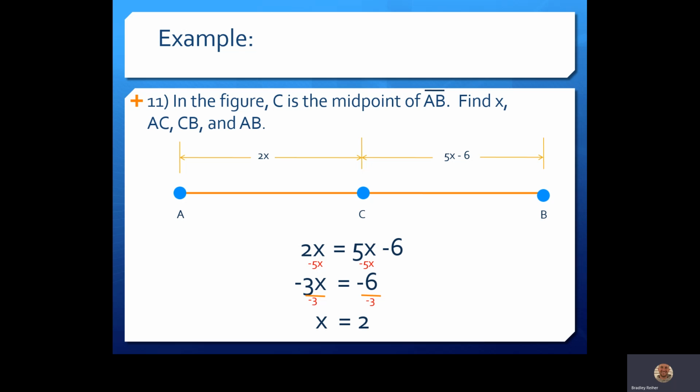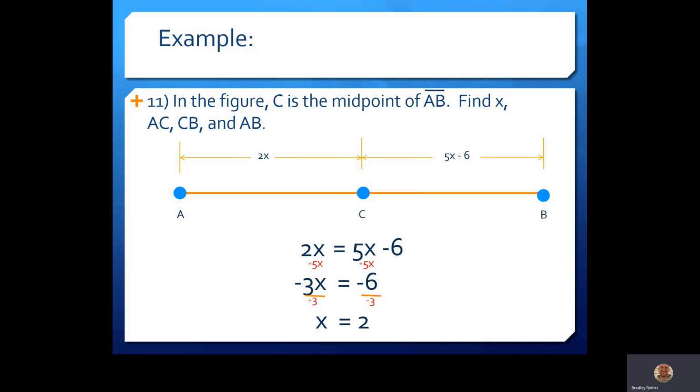Let's figure out what x is. Let's try to get all of the x's together on one side. In this particular case, the left side makes sense. So we're going to subtract 5x from both sides. The 5x on the right side is going to disappear because 5x minus 5x is 0. 0 minus 6 gives you negative 6. On the left side, we have 2x minus 5x, which is negative 3x. So we have an equivalent equation, negative 3x equals negative 6.